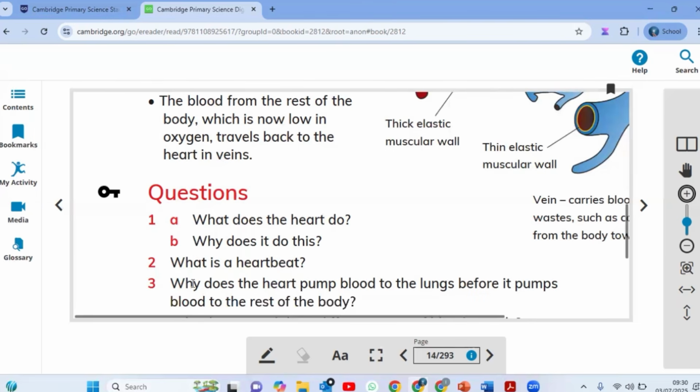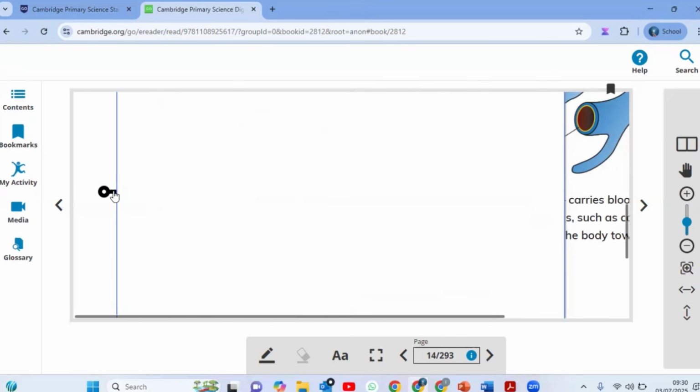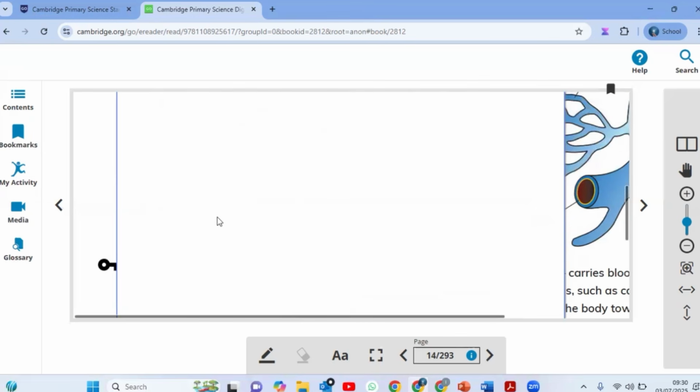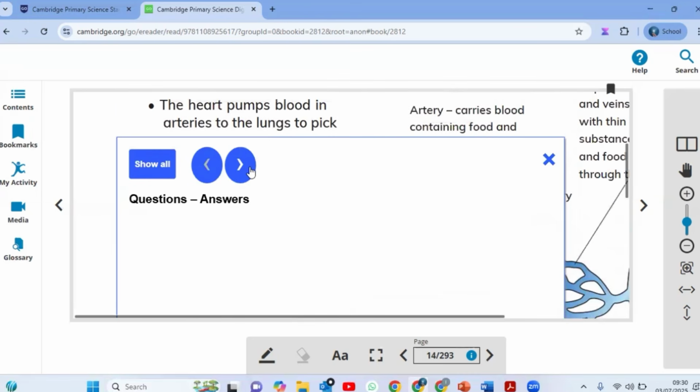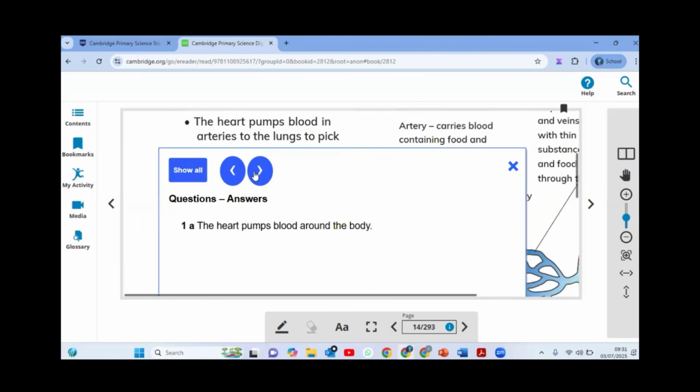All right, let's check our answers together. For question number 1, the question was, what does the heart do? The answer is, the heart pumps blood around the body. All right, check your answer, please. Let's go to question 1b. The question was, why does it do this? Why does the heart pump blood around the body?